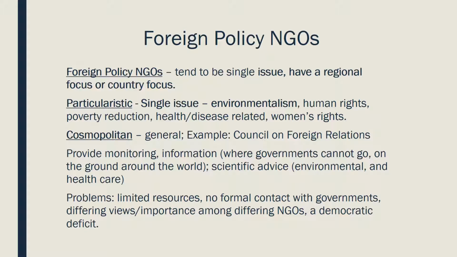Another source of information that NGOs tend to provide to our policymakers is scientific advice, particularly if we're talking about environmental policy. Our congressmen and senators aren't typically environmental scientists, and so they will lean on that type of scientific advice from these groups.